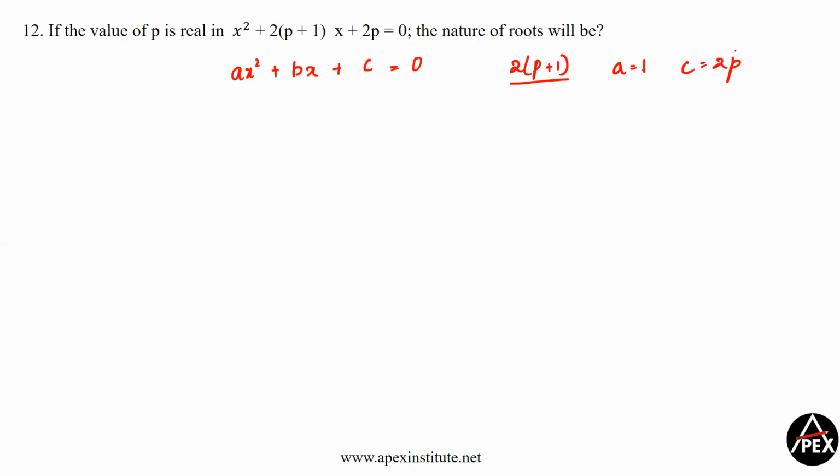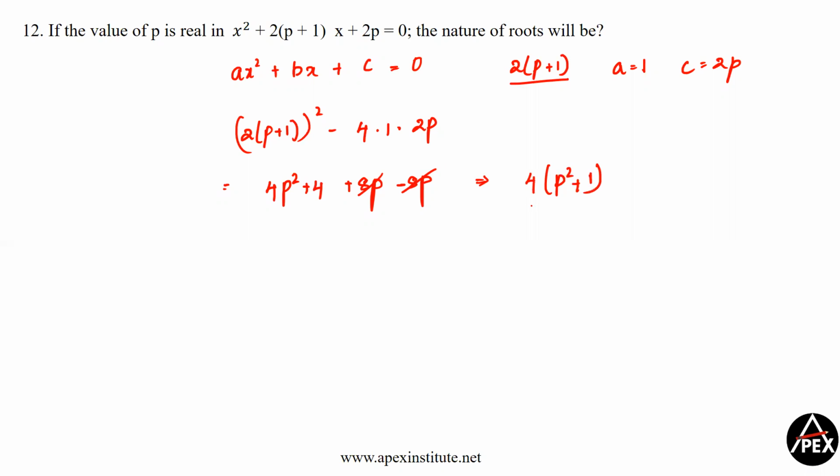So b is 2 into p plus 1, a is equal to 1, and c is equal to 2p. We are asked to determine the nature of roots, so for that we need to determine b square minus 4ac. So 2 into p plus 1 whole square minus 4 into 1 into 2p. This is equal to 4p square plus 4 plus 8p minus 8p. So these two will get cancelled and we will be having 4 into p square plus 1. So discriminant is 4 into p square plus 1. This is always positive, isn't it?